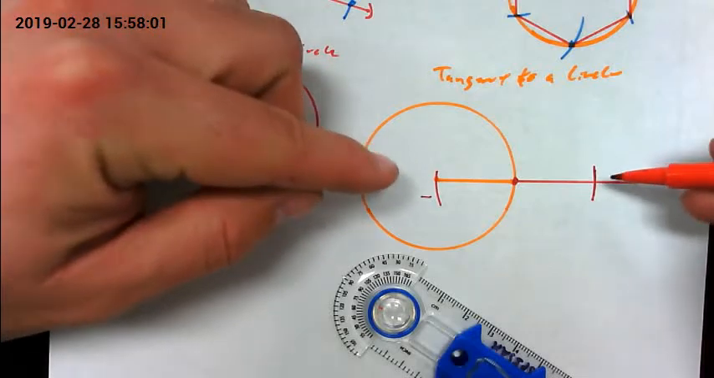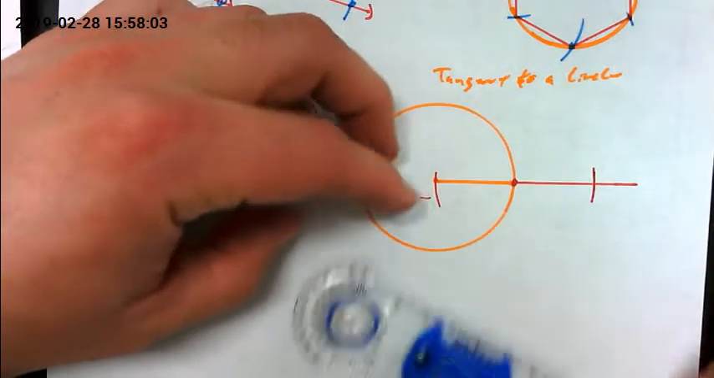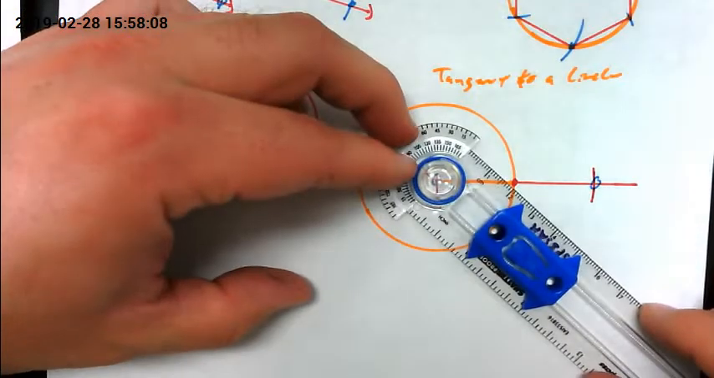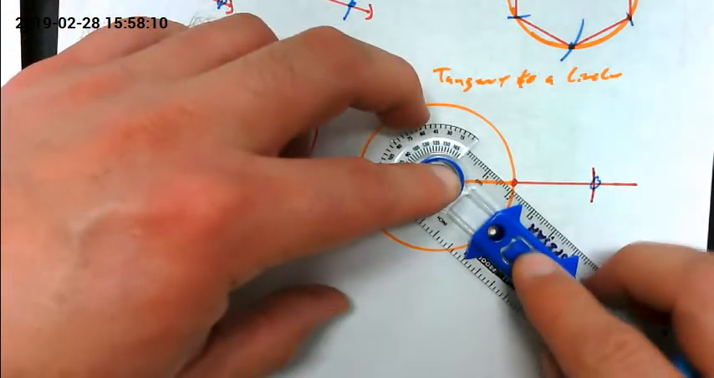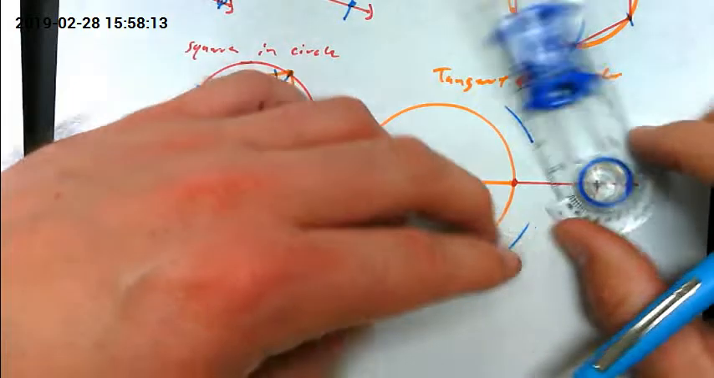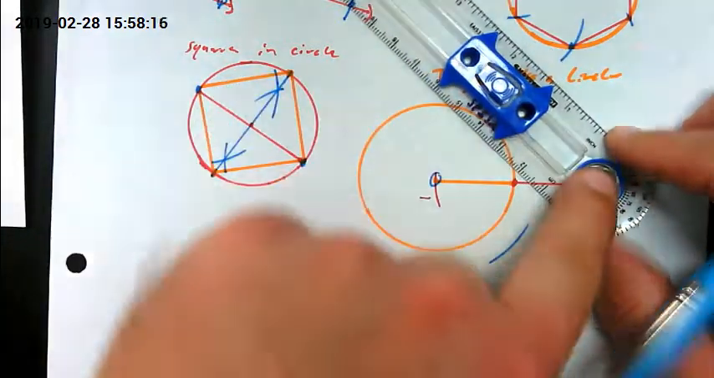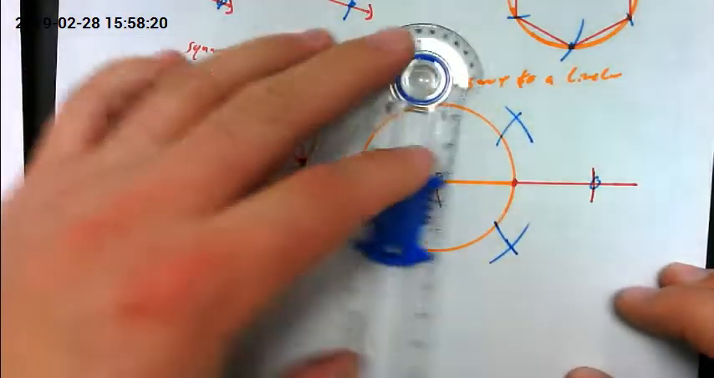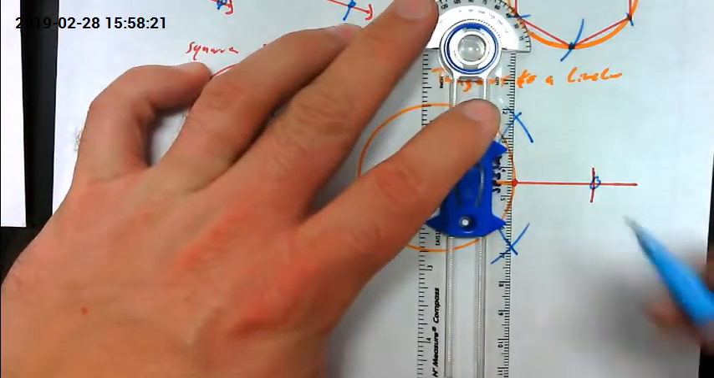So then, once we have those two, from each of those points, swing an arc above and below. So it's like we're bisecting a segment, and you connect them, and that's our tangent line.